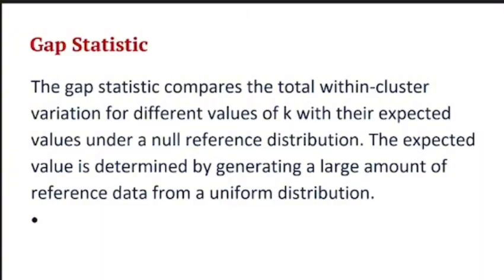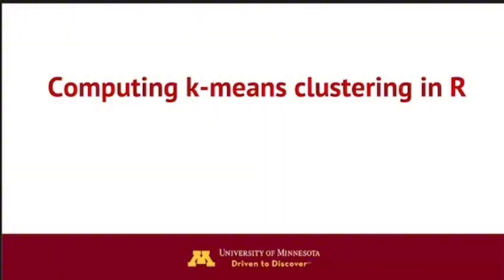Now, how does this actually work? The gap statistic: the expected value will be determined. We're going to determine the expected value by generating a large amount of reference data. We're going to say that it follows a uniform distribution. The null hypothesis is going to say it follows a uniform distribution, and the alternative is going to say it doesn't. But I want to walk you through an example now.